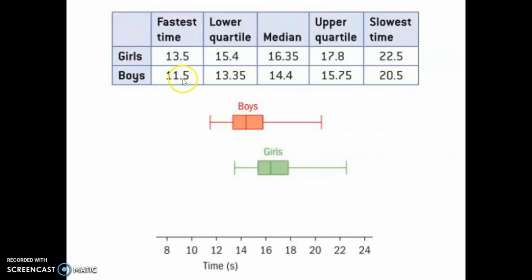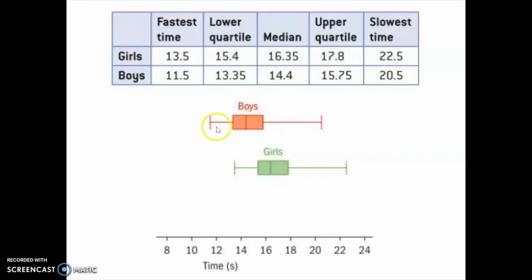And for boys, remember, it was 11.5. And the maximum value here is 20.5. And here in the box itself are Q1, the median, Q2, and Q3. Okay, so min, max, Q1, Q2, Q3. So those are the 5 numbers. And box plots allow us to really compare data sets visually.